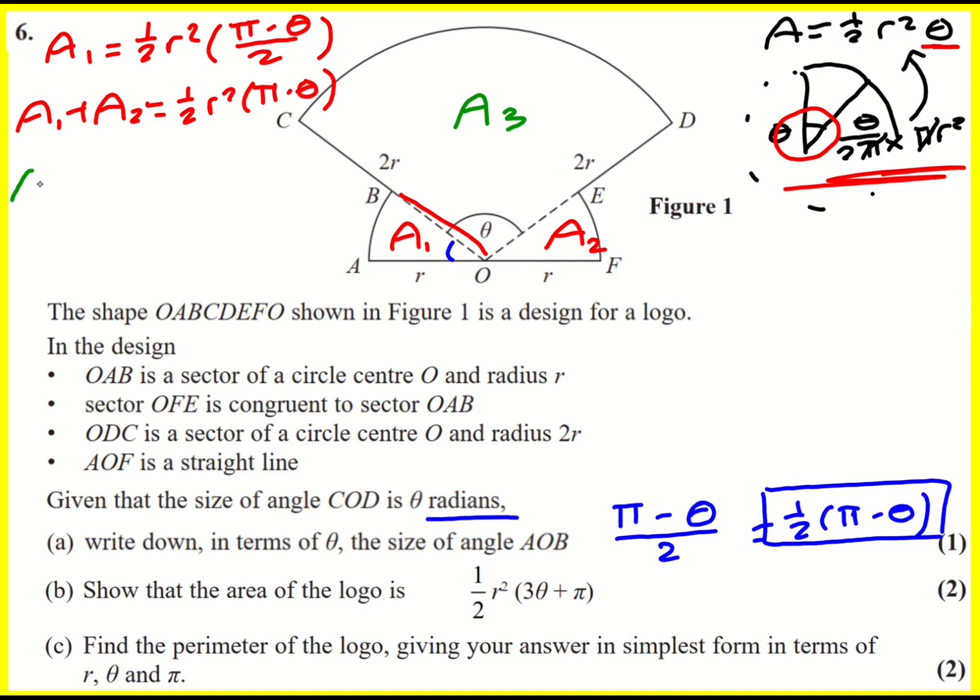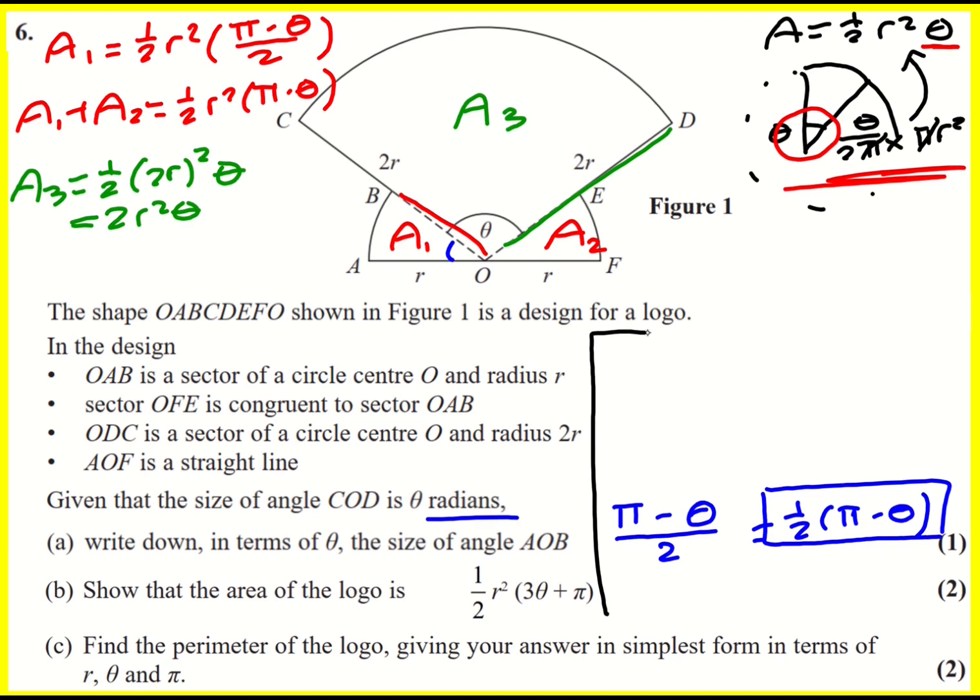That just leaves us A3, which is going to be a half r squared, but now r is actually 2r, so half (2r) squared theta, which is a half times 4r squared theta, or 2r squared theta. Okay, we're basically there. So the area of the logo is going to be a half r squared (pi minus theta) from A1 and A2 plus 2r squared theta.